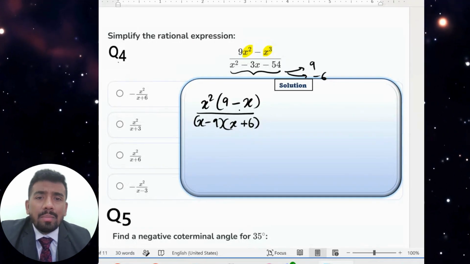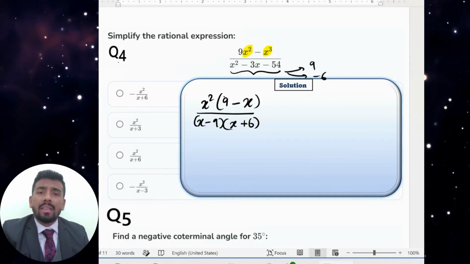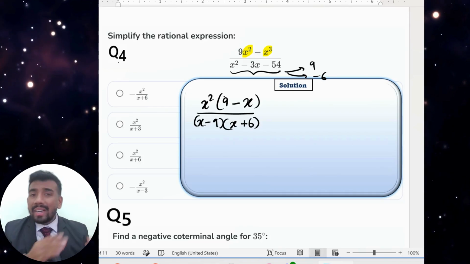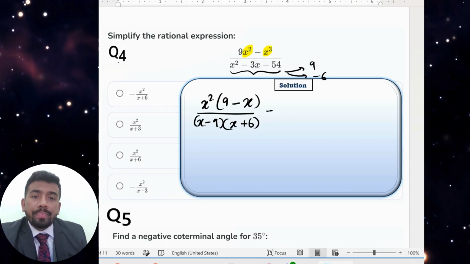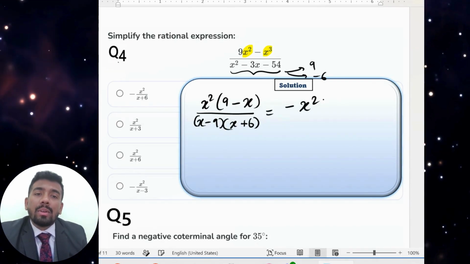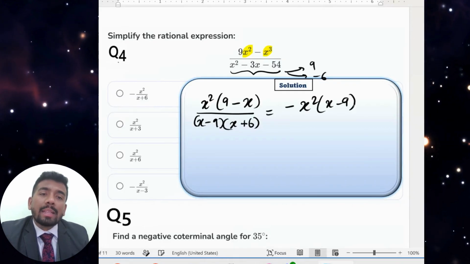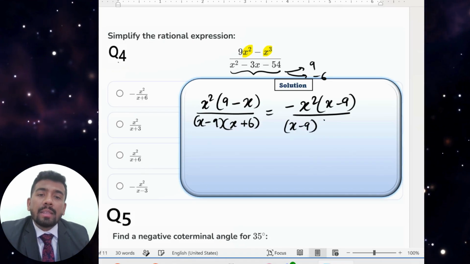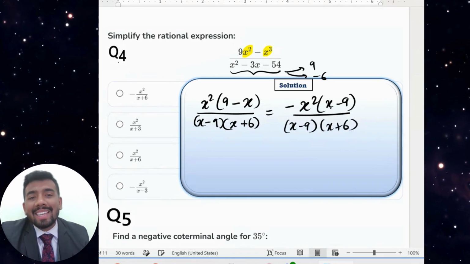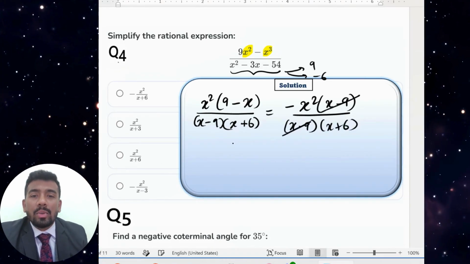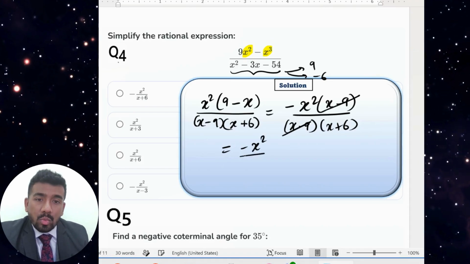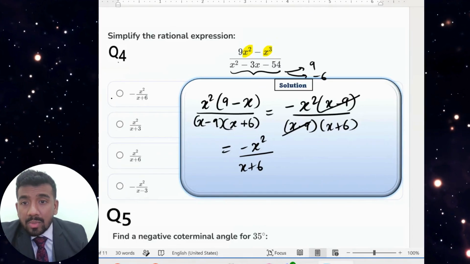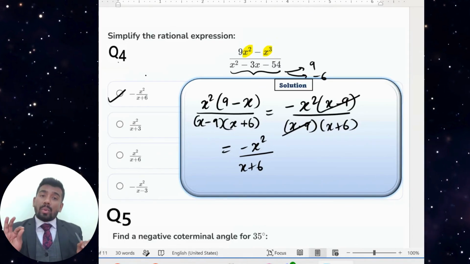Again, 9 minus x and x minus 9 are the same as each other, only the difference is the negative. What I'll do is take the negative out. When I take the negative out, the up one will become the same as the down one. x minus 9, x plus 6. So cancel, cancel. What do you get? Minus x square over x plus 6. That's how you do it.